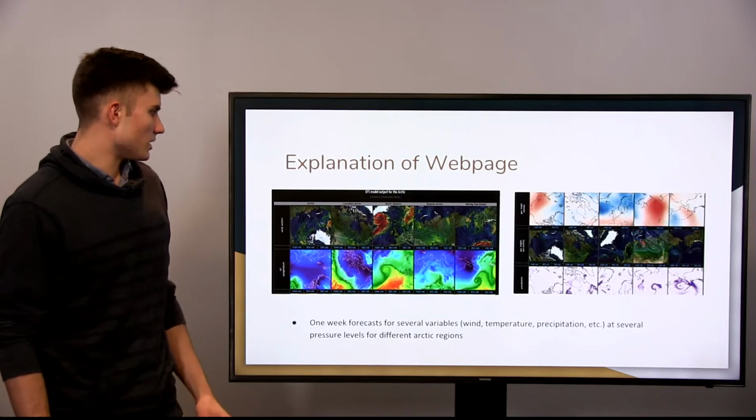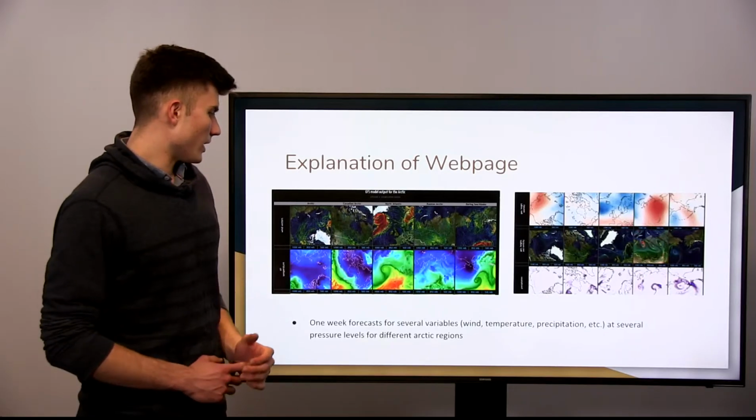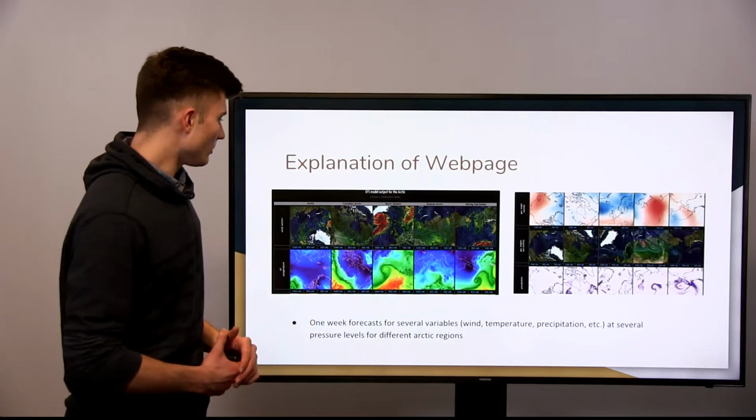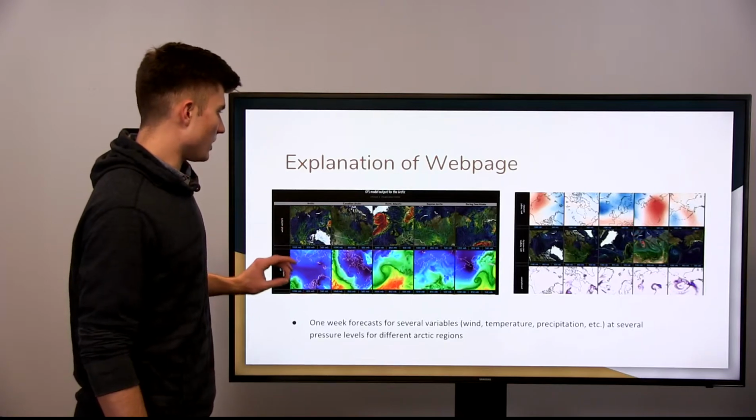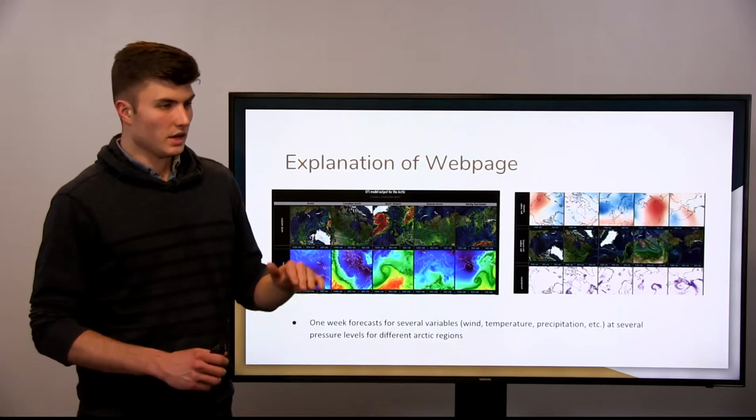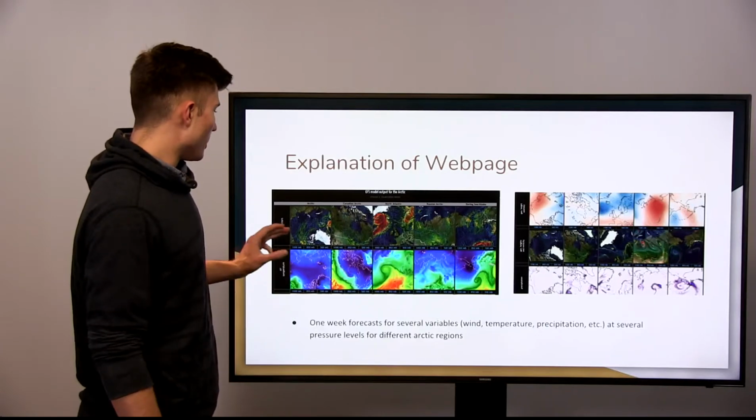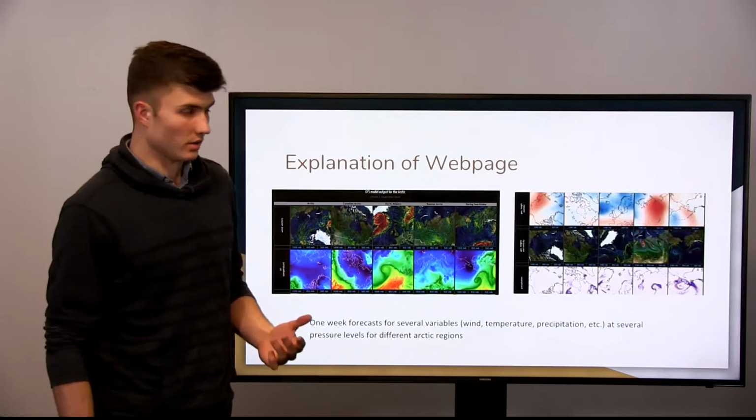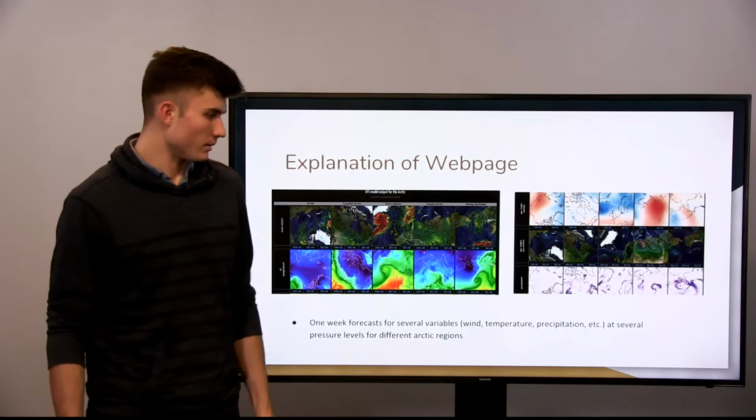Next, there is an option to look at some forecasts for 1 week out for different variables like wind, temperature, and precipitation, among some others. You can look at these different variables and their forecasts at different pressure levels, which are just different heights in the atmosphere where different pressures are occurring. You can go all the way up to 500 millibars, as well as surface level, and you can see how these variables might change in the next week or so.